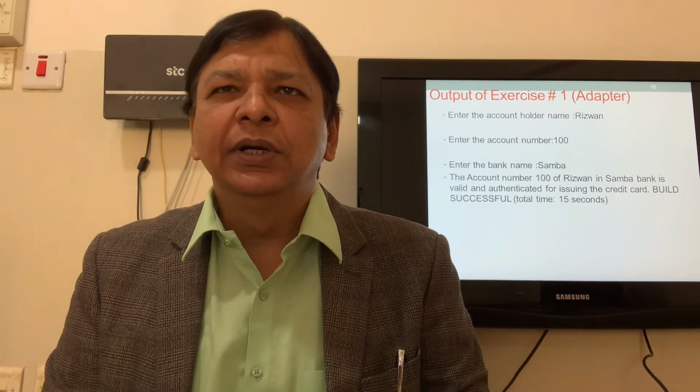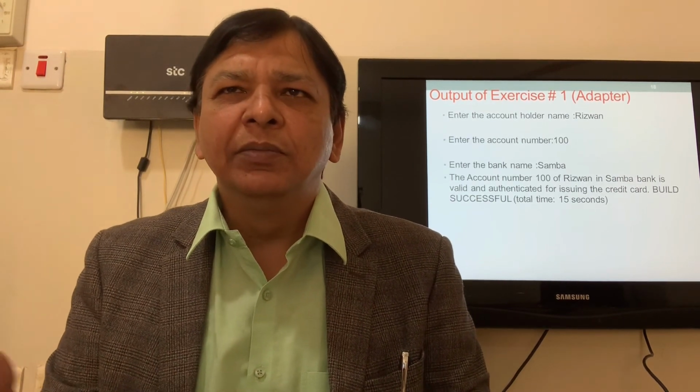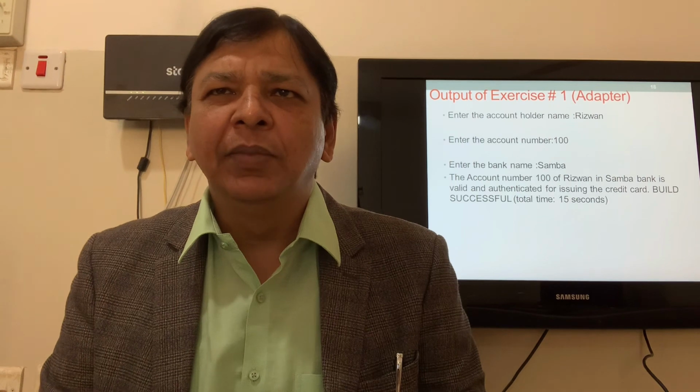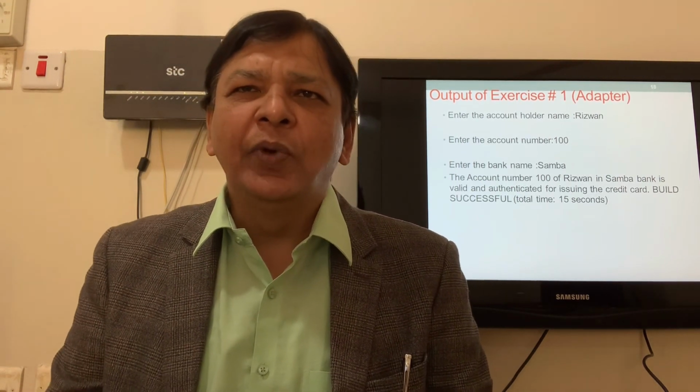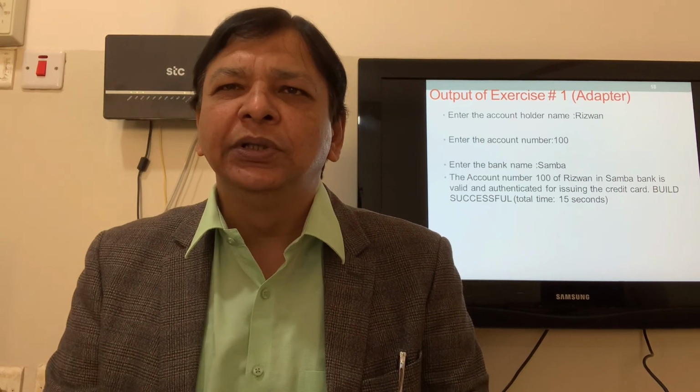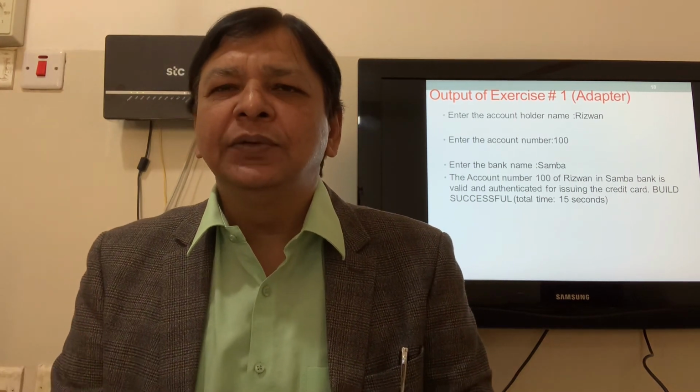Enter the account holder name: Rizwan. Enter the account number: 100. Enter the bank name: Samba. So the account number 100 of Rizwan in Samba bank is valid and authenticated for issuing the credit card. This is my first exercise for the adapter pattern.